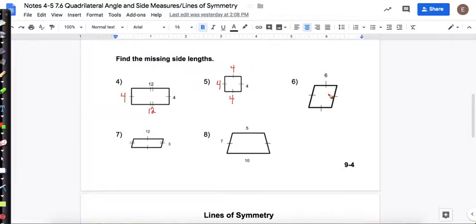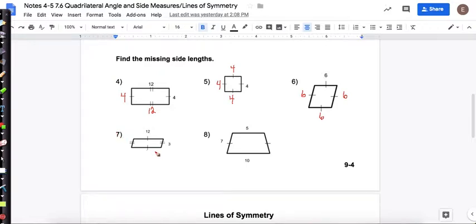Number 6, this is a rhombus, and notice they all have the same hash or hatch marks, so that means they're all congruent or equal, so they're all going to be 6. And this is also a parallelogram because opposite sides are congruent and parallel.